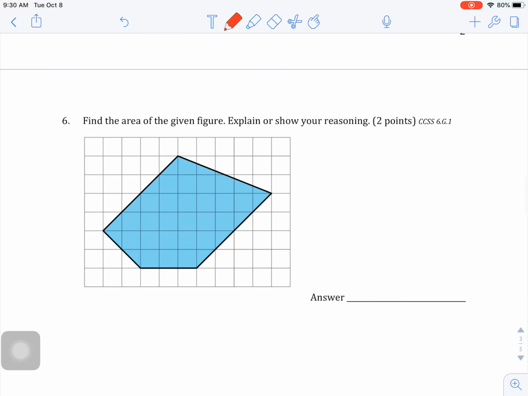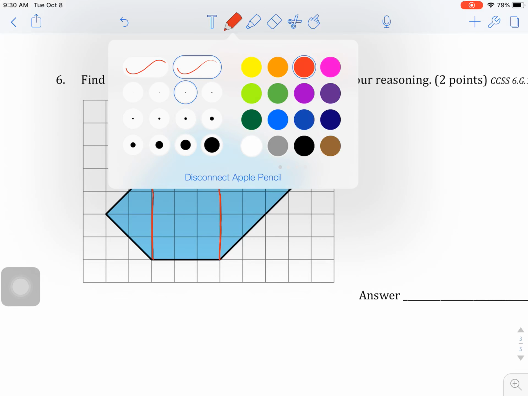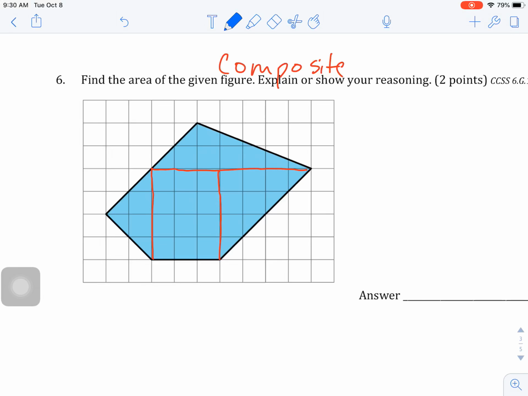Okay, so moving on. Number 6, you have to find the area of this figure. So at first glance, you should look at this and see that it is not a parallelogram, not a triangle. It's a composite figure, meaning it's made up of several different shapes. So what you should be looking for is how you could split this up. So one way I see that would work is to split it like this. So all I did is I just made some triangles and rectangles. Now I should be able to use my formulas to find the area of each part.